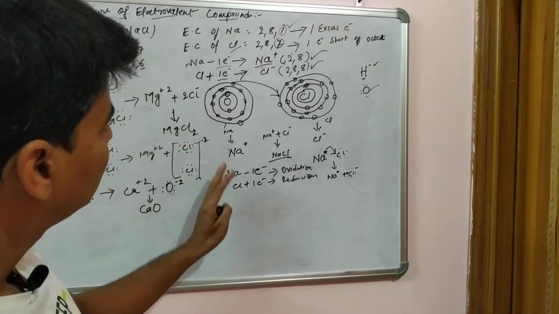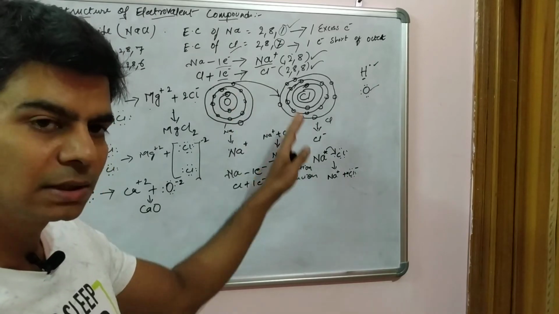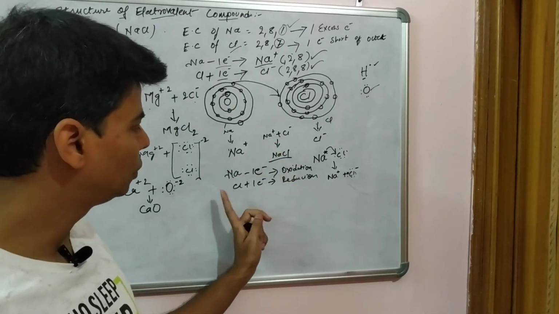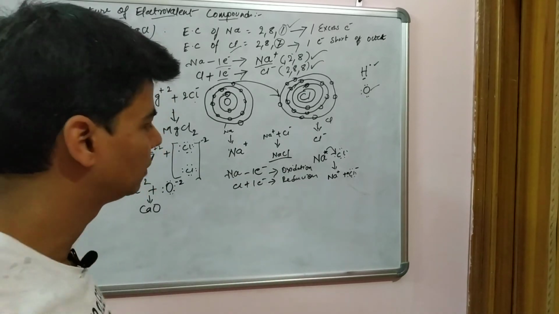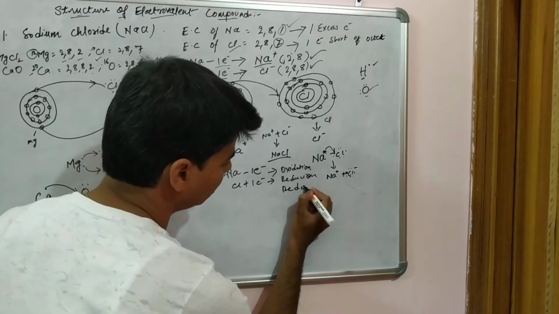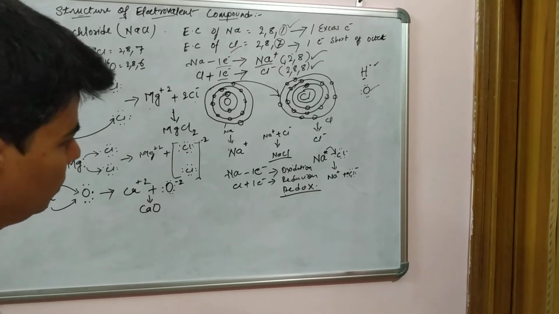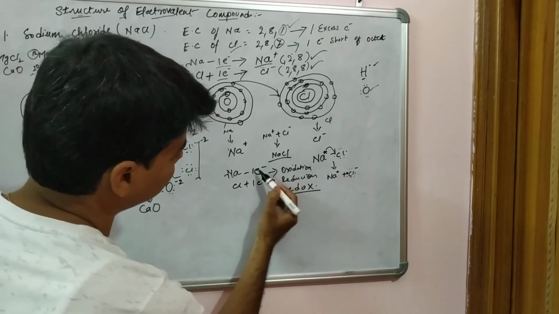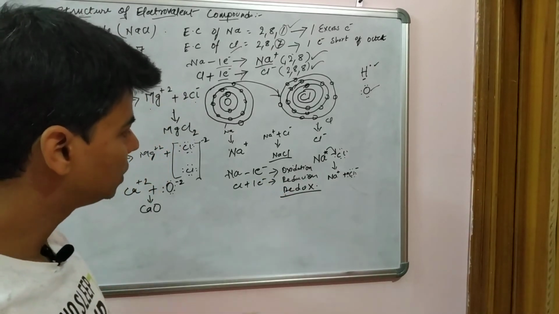So since oxidation and reduction are taking place simultaneously in this reaction, because sodium is getting oxidized, chlorine is getting reduced, this is an example of a redox reaction where oxidation and reduction take place together. We call it a redox reaction, right? And this sodium is a reducing agent.